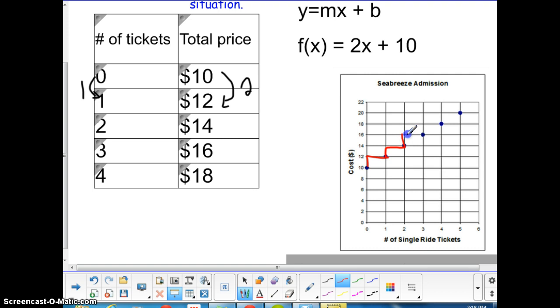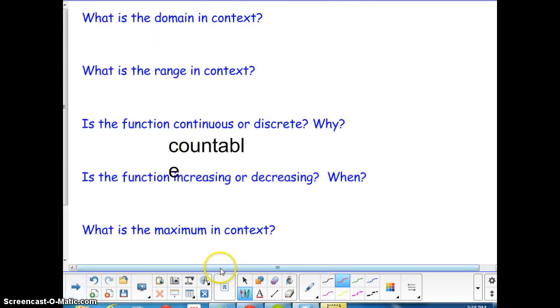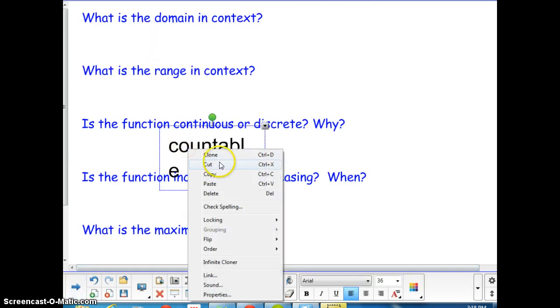Now, why didn't I connect the points? Let's think about that. Can you have part of a ticket or a number like $11 in this situation? No. So the only things that we really want on there are those ordered pairs.